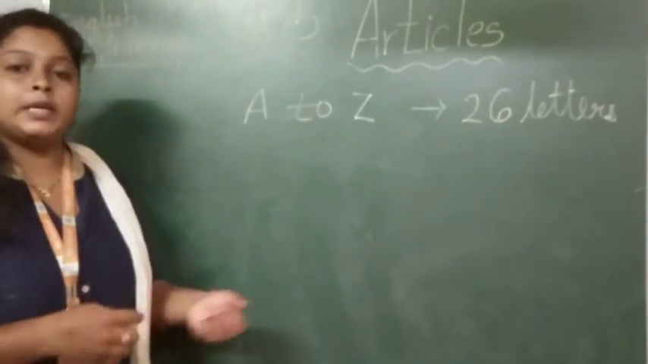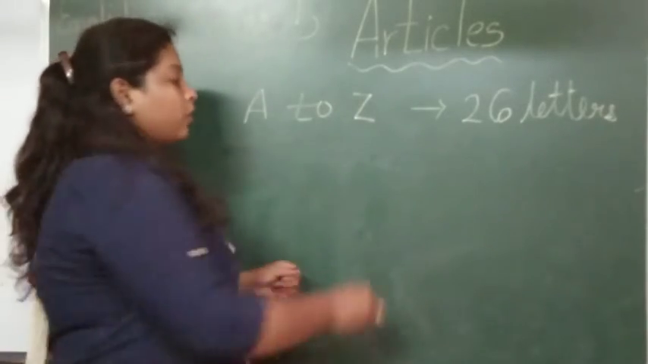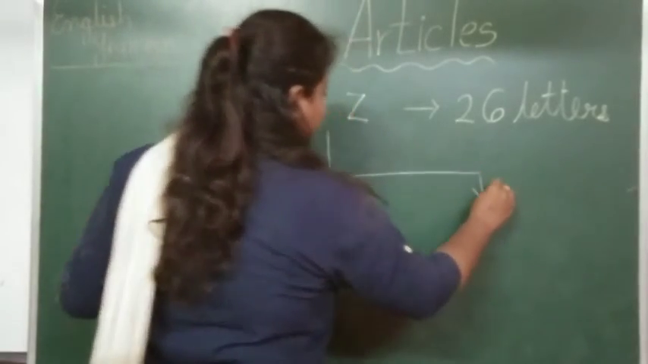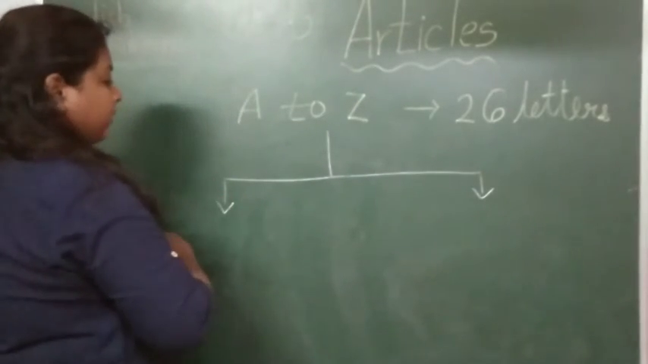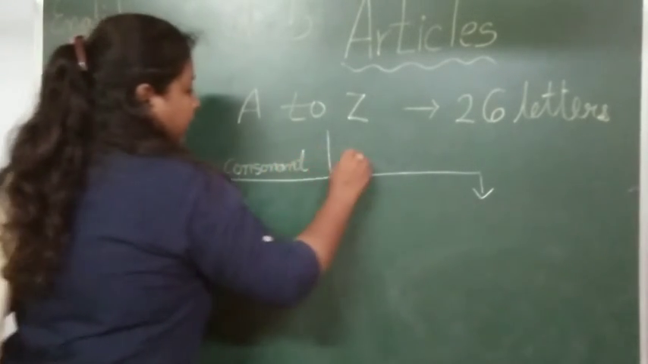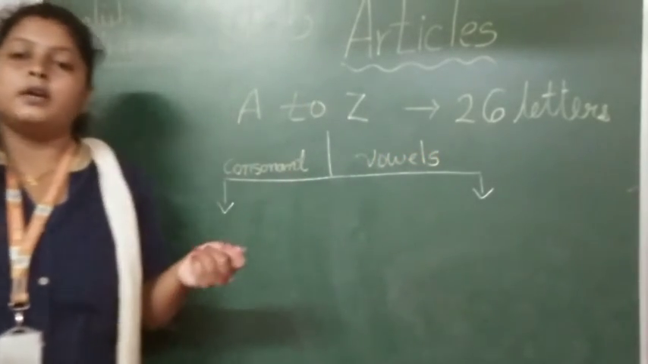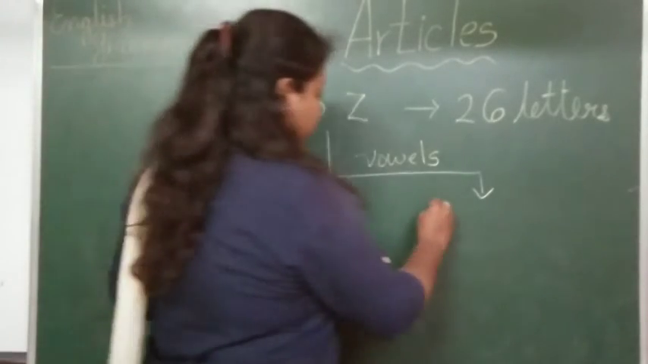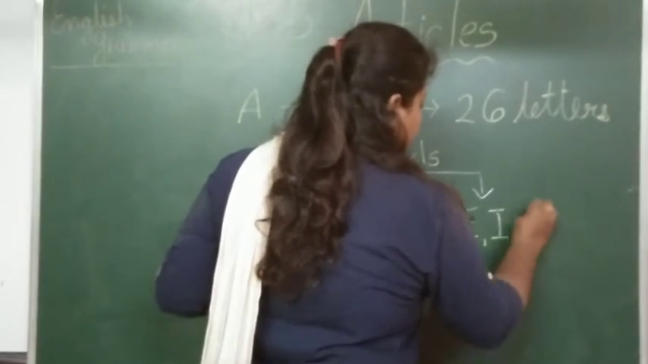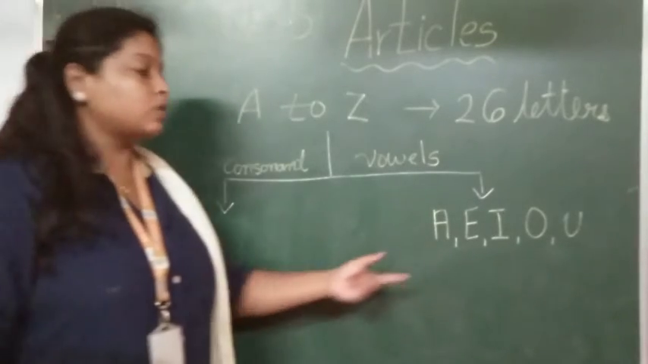Right? And from the 26, we have divided them into two parts. One part is of consonant and another one is about vowel. So here I will write consonant and here I will write vowels. From A to Z, 5 are vowels. Which are they? A, E, I, O, U. And these 5 are known as vowels.